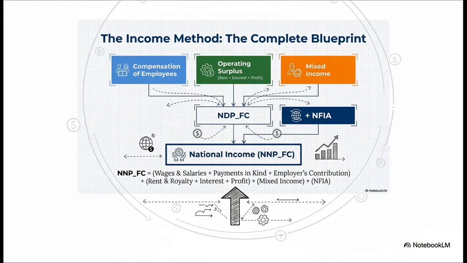And there you have it, the whole blueprint in one picture. You can see how those three pillars flow together to make up domestic income. Then you make that one little tweak for income from abroad, and bam, you've arrived at national income. It's a really logical and clean structure when you see it all laid out.